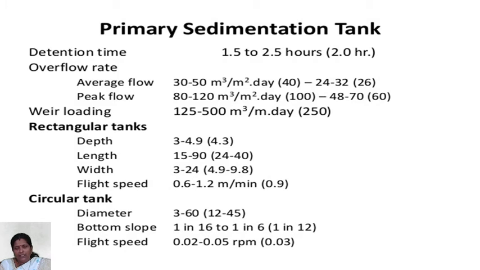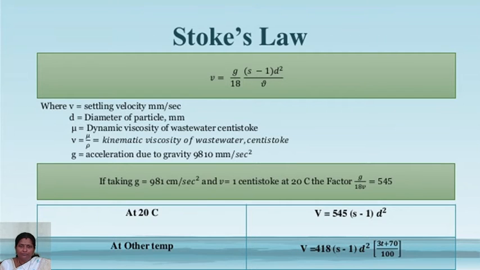For a circular tank, the diameter is taken as 3 to 60 meter, or the typical value is taken as 12 to 45. The bottom slope provided is 1 in 16 to 1 in 6. Typically we take 1 in 12. Flight speed is 0.02 to 0.05 RPM, typically taken as 0.03.